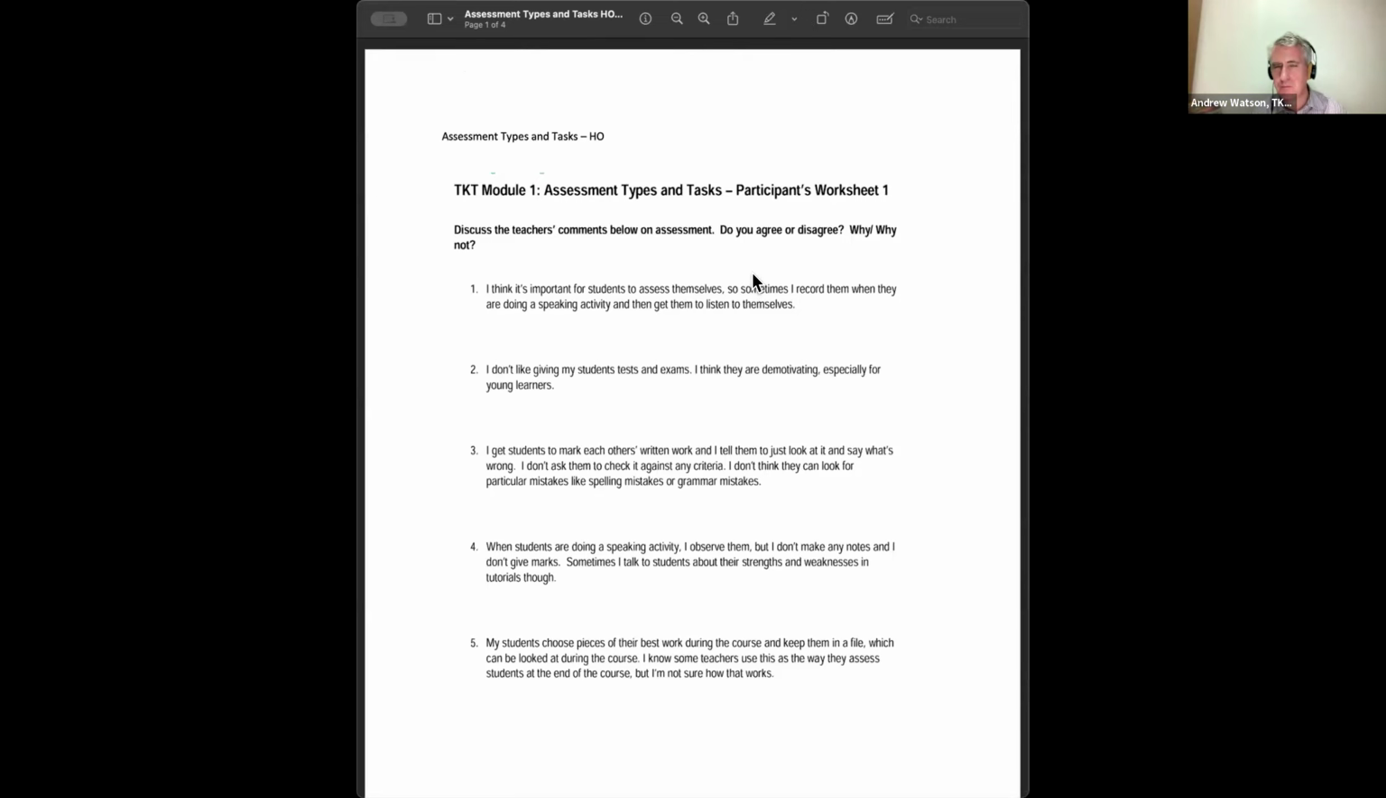So, which ones did you agree with and which did you disagree with? I don't agree with this. I don't agree with, no. I do agree with the second one.